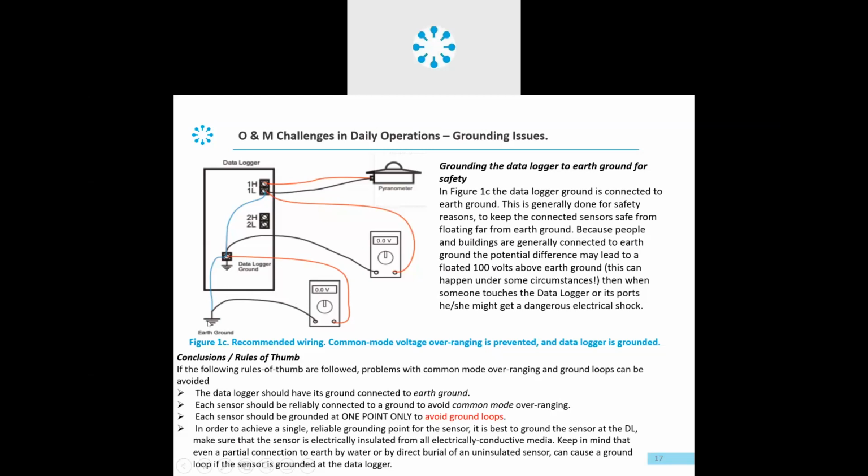So what is the conclusion we have come to, or the thumb rule that we need to understand? The data logger should have its ground connected to earth ground. This is the first thumb rule.